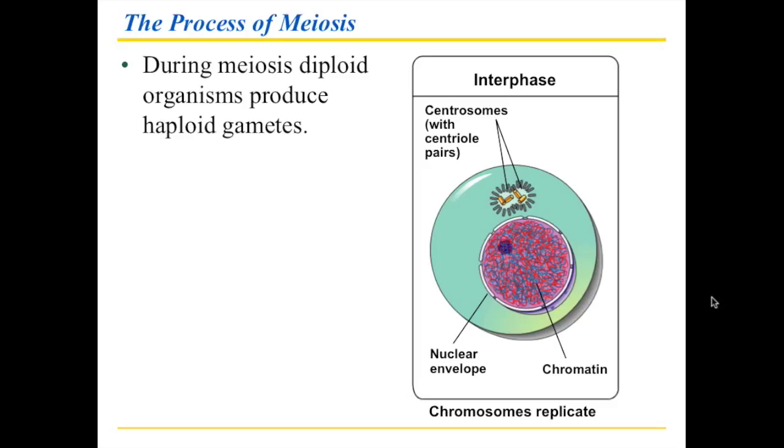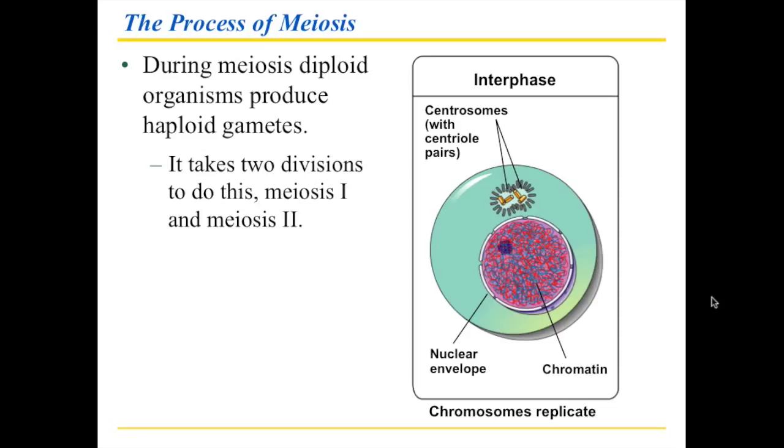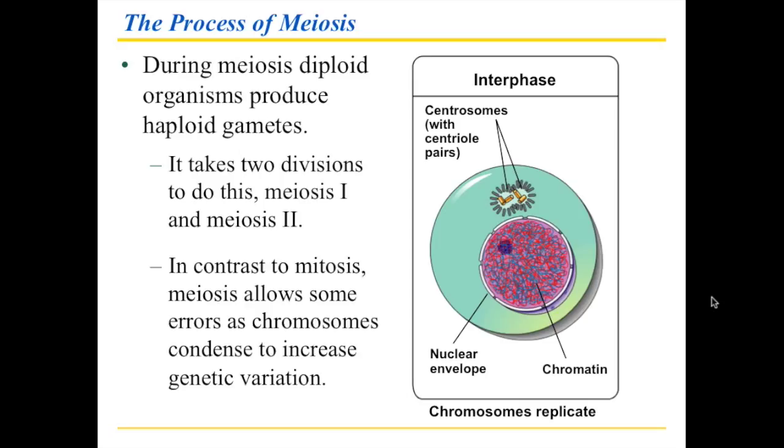And in order to do this, we need two divisions. The first one of these is called meiosis 1, and the second one is meiosis 2, and these are collectively known as meiosis. So far, so good.